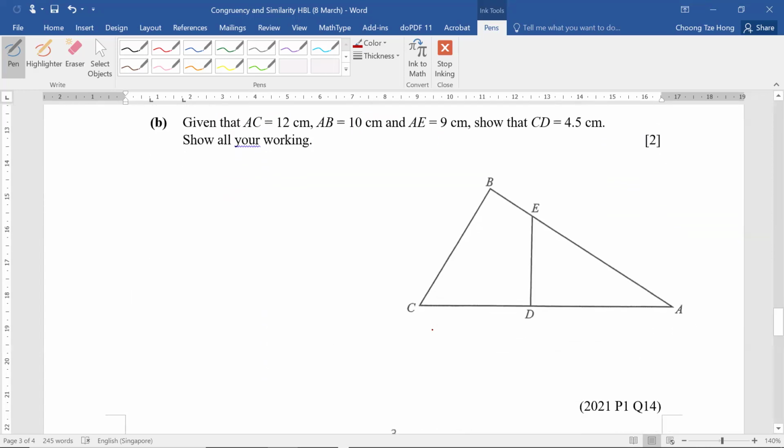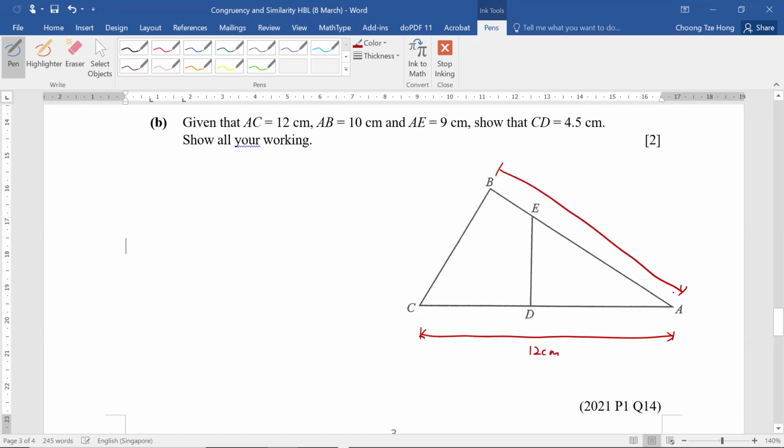For part B of the question, we are now given some lengths already. But in general, if you're only given the lengths in part B, then for part A, you should not use information that is given to you in part B to solve, right? Given that AC is 12, AC is this full length over here, from here all the way to here. So over here is 12 cm. Then AB is 10, so AB is all the way from here to here. AB and AC are lengths in the big triangle.